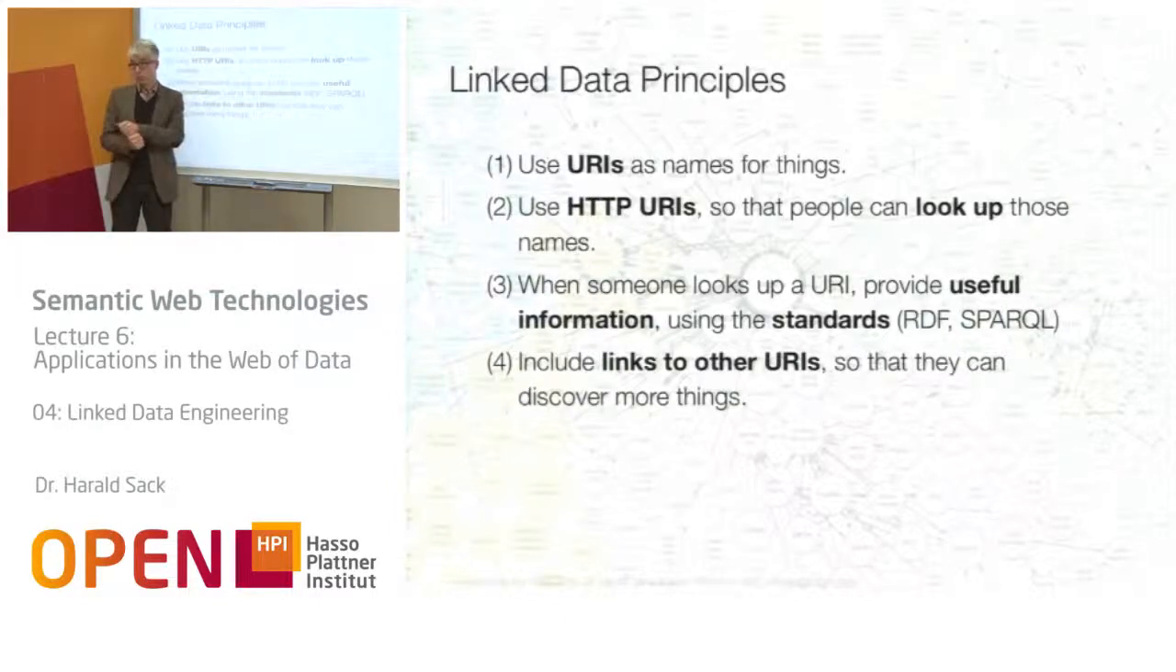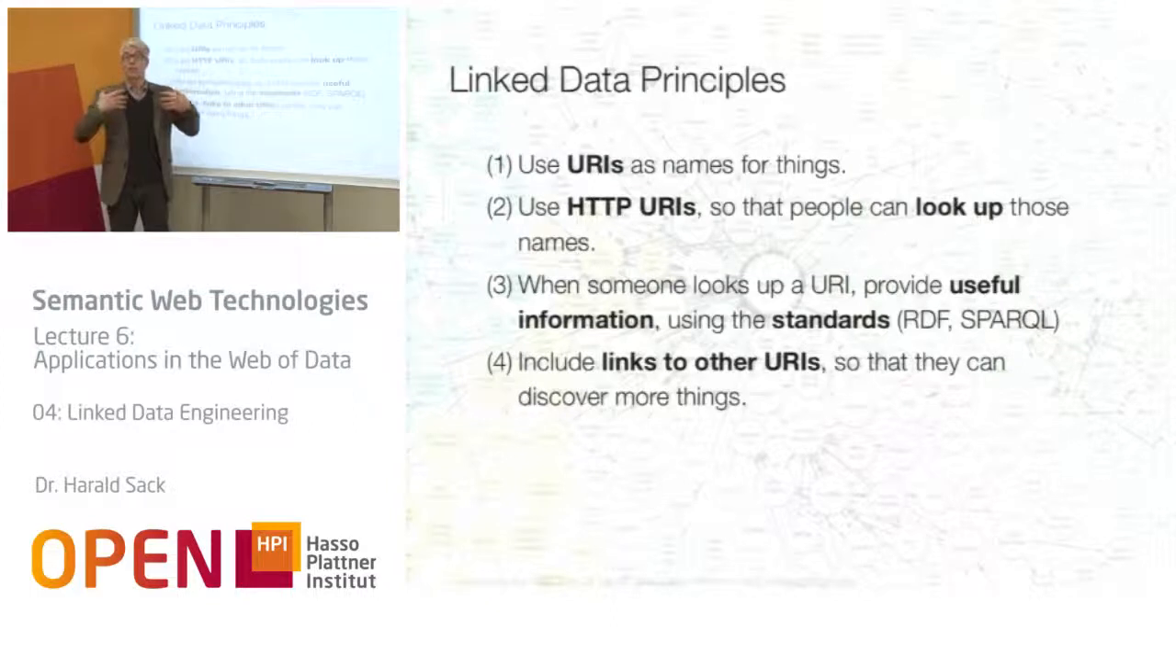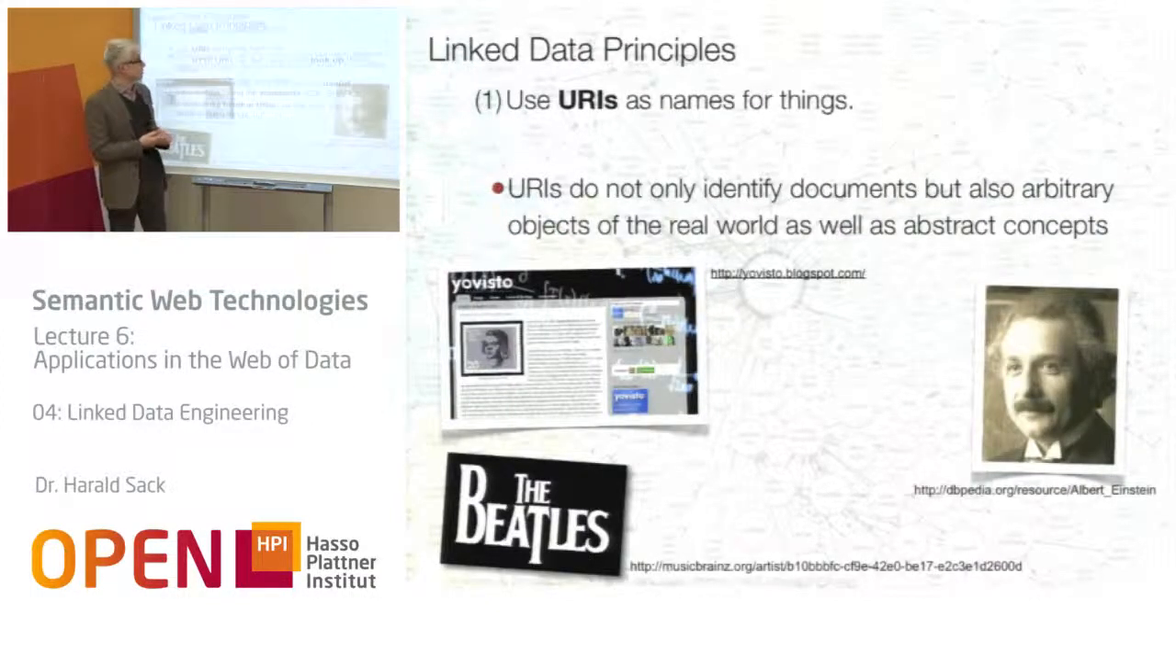First thing, use URIs for names of things. Then use HTTP URIs so people can look up those names, so they are dereferenceable. Then, when someone looks up this URI, I should provide useful information. And I do this by using the W3C standards, which means by using RDF and SPARQL. And the most important thing is I should include links to other URIs so that one can discover more things. Let's go into these principles in detail.